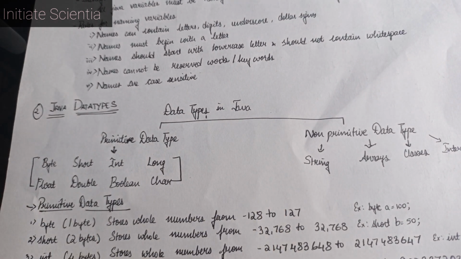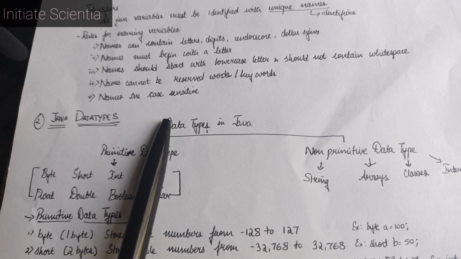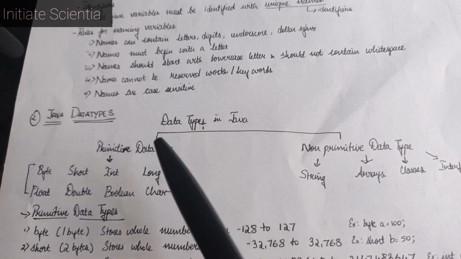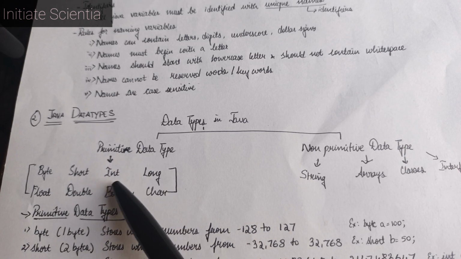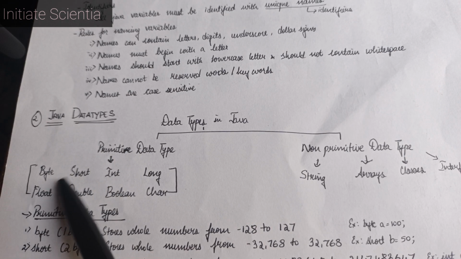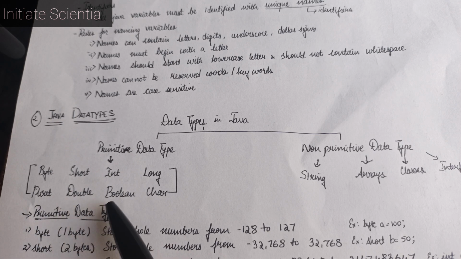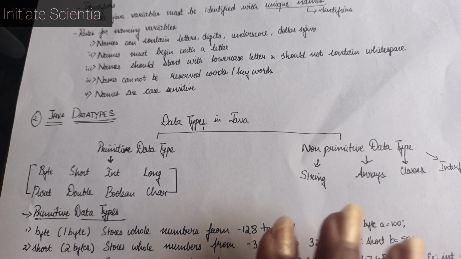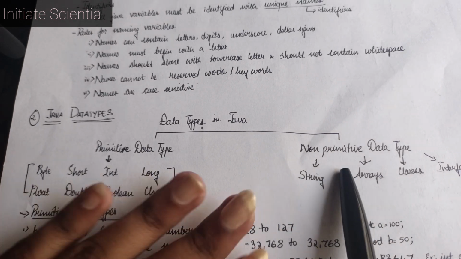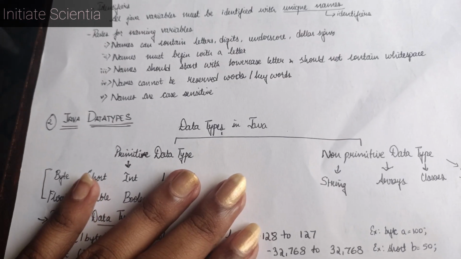Okay, now let's look into data types in depth. Java data types. Data types in Java can be primitive data types or non-primitive data types. Under primitive data types we have byte, short, int, long, float, double, boolean, character. Next, non-primitive data types. We have string, arrays, classes, and interfaces.